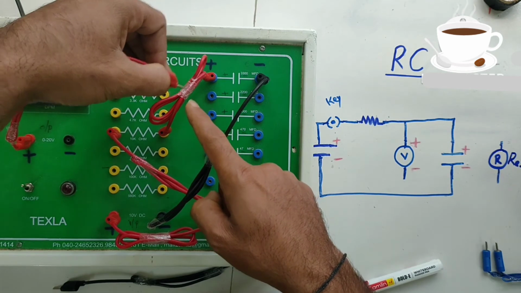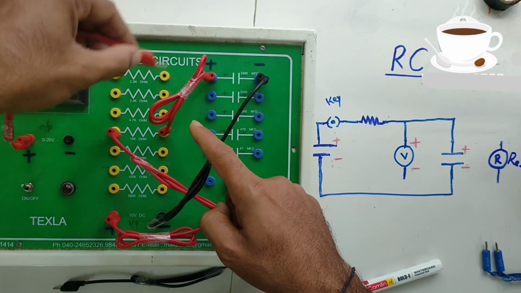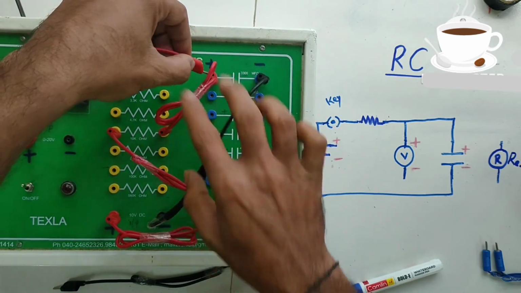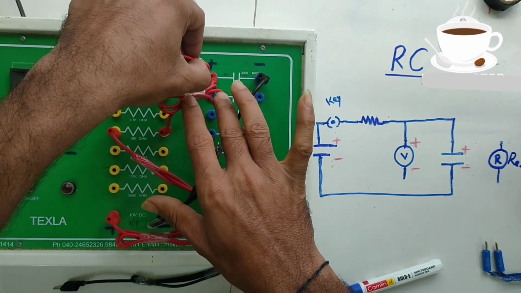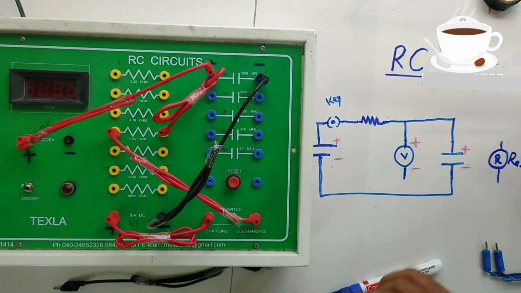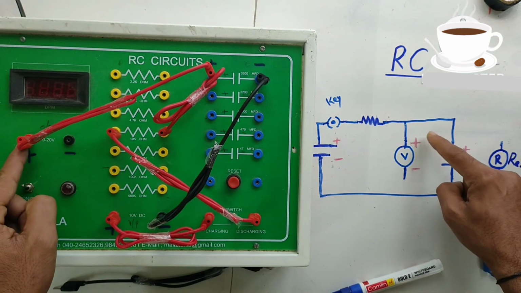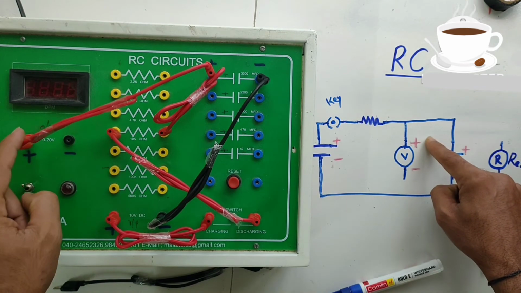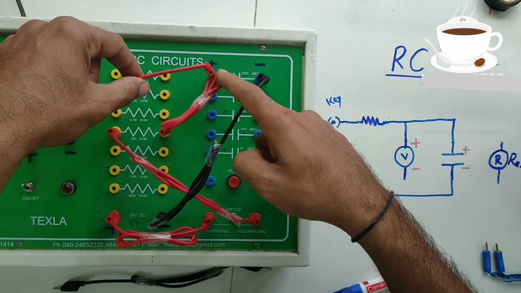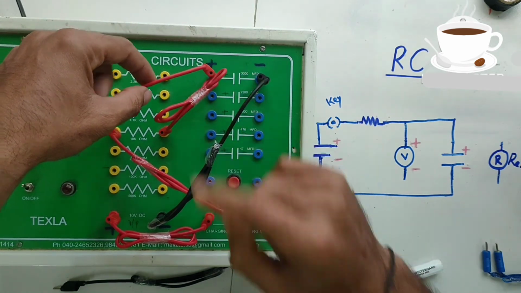See here, I need to give it in between the resistor and the capacitor. So where am I giving it? Either this side or that side. You can choose any one side, but I am going to keep it here. Okay, see now. From the voltmeter positive to between the resistor and the capacitor. This is the resistor and capacitor, and in between I gave it here.